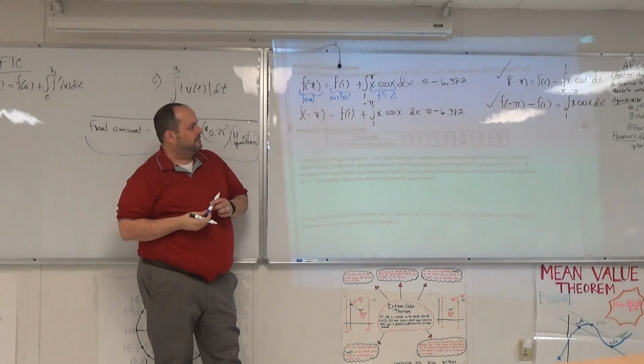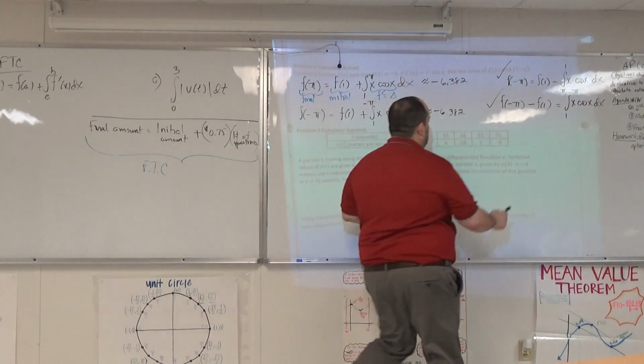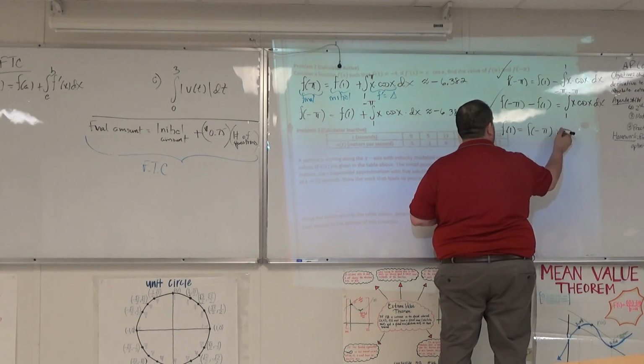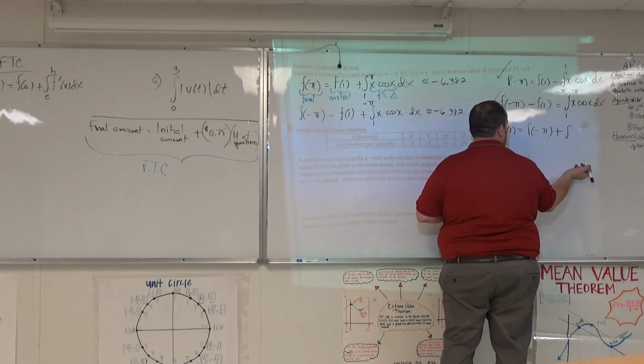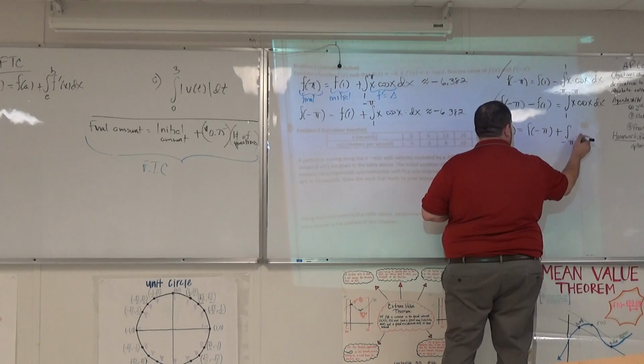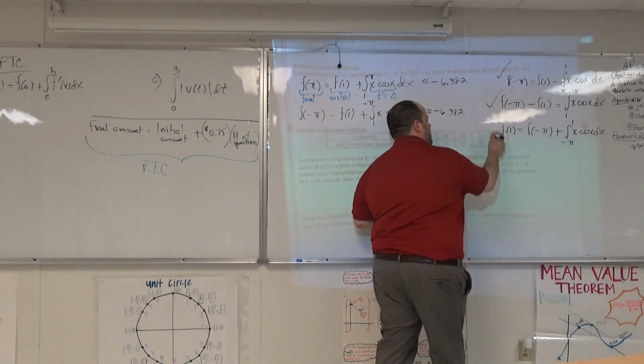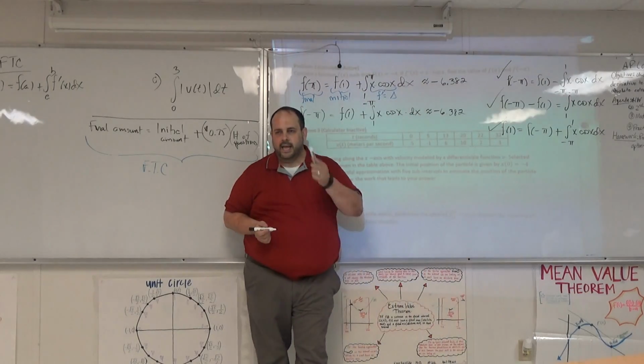Lewis, you get something new for me? f of 1 equals f of negative pi plus the definite integral from negative pi to 1 of x cosine of x dx. I hope you guys are getting this down. That's another great way to do this. How about this?